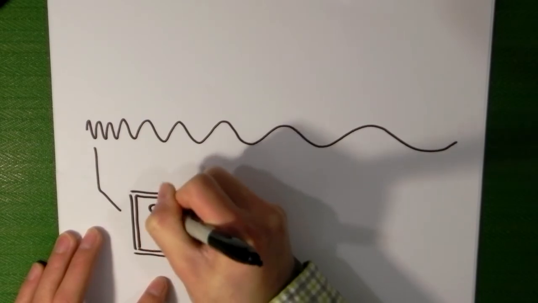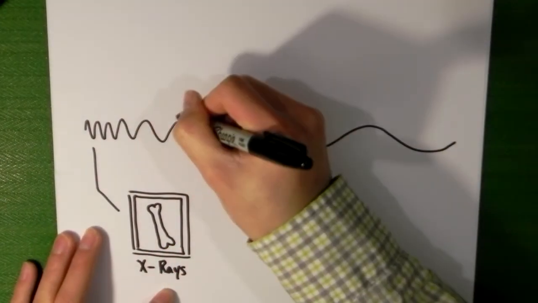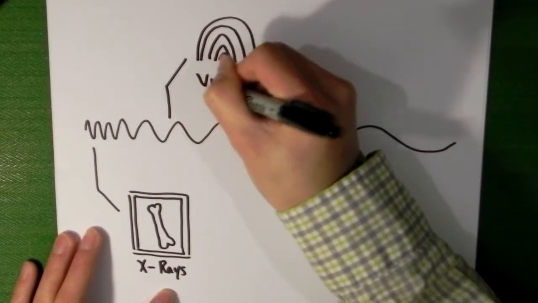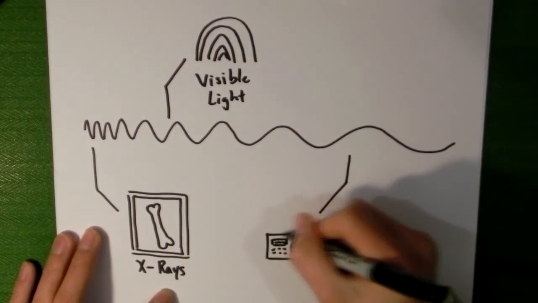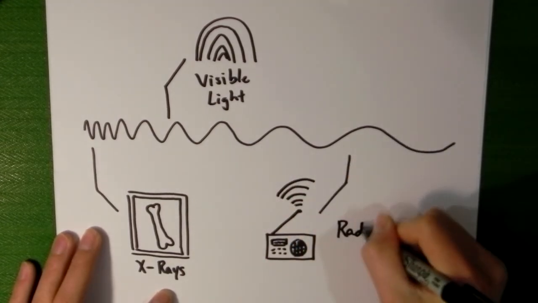So this video will be about waves. Different wavelengths of the electromagnetic spectrum have their own properties that are useful. For instance, there are X-rays that let us see inside us, visible light, which allows us to see everything else, and radio waves.